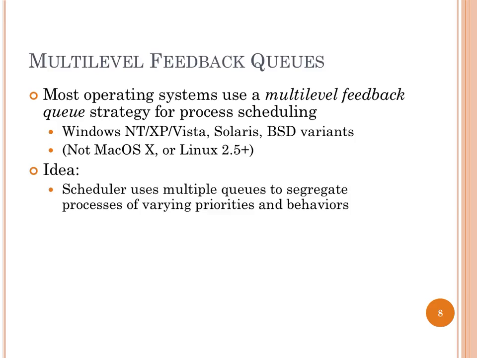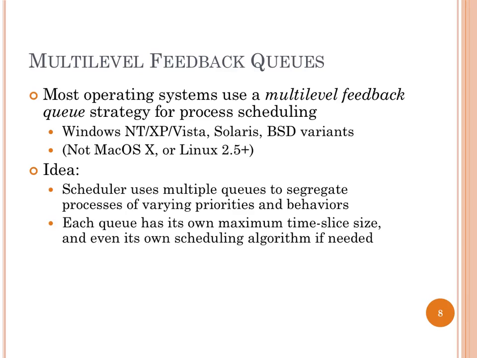But here's the idea. We're going to have multiple queues. Processes will be assigned to a queue based on a couple of things. We're going to assign them to a queue based on their needs, and we're going to assign them to a queue based on their behavior. That's the whole idea captured in this name, multi-level feedback queue. We look at the behavior, we look at the needs, and we assign processes to a queue. Queues have their own time slices. So I can say this is the 5 millisecond queue, this is the 30 millisecond queue.